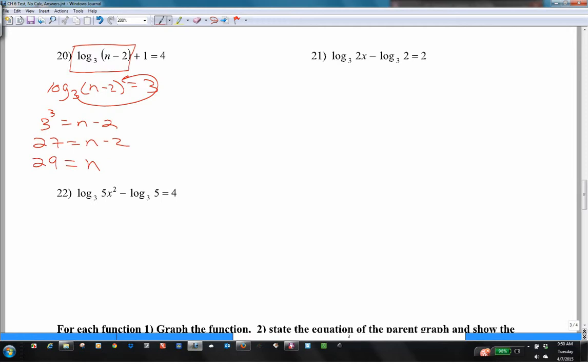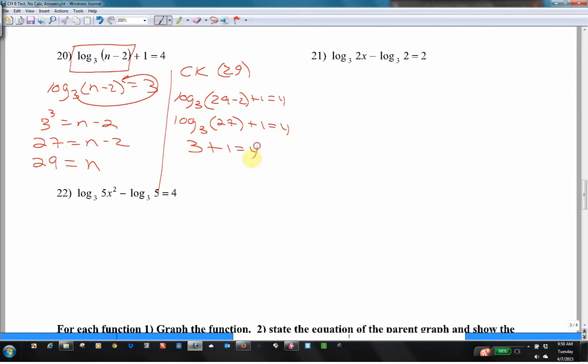And let's check that. That's an easy one to check. So check 29. I'm going to have log base 3 of 29 minus 2, plus 1 equal to 4. Log base 3 of 27 plus 1 equal to 4. 3 to what power gives me 27? That's 3, plus 1 equals 4. 4 is equal to 4. That checks. Okay, let's move over to the next one.